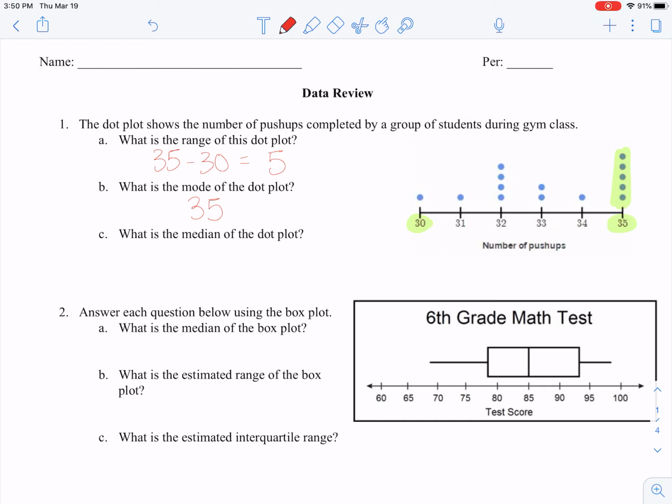C, what is the median of the dot plot? So median means it's the middle number, but we have a lot of dots that represent each number. So we're not looking at the number line, we have to look at the dots. So we have to list it. We have one number that's 30 push-ups, 31, there's only one of them, and there are 4 32s. So we have to put 4 of the 32s. And I'm listing it out so that we can find our median. And then there are 2 33s. And then there's 1 34. And then we have 5 35s.